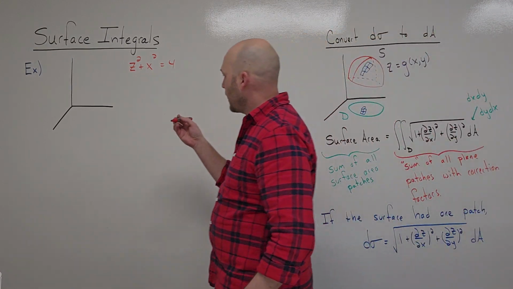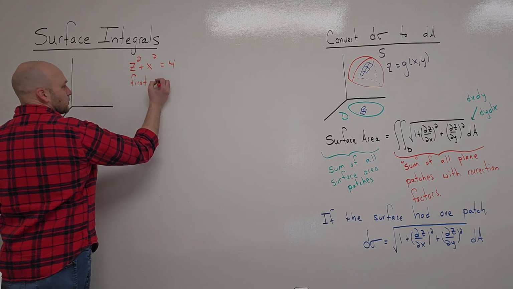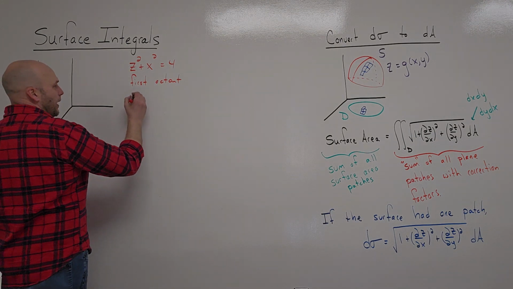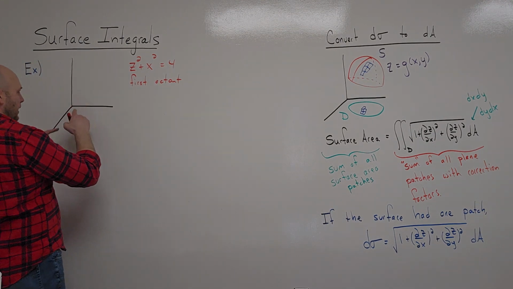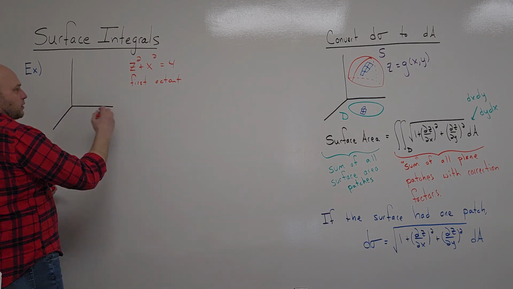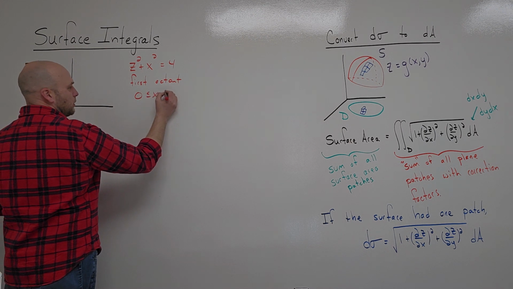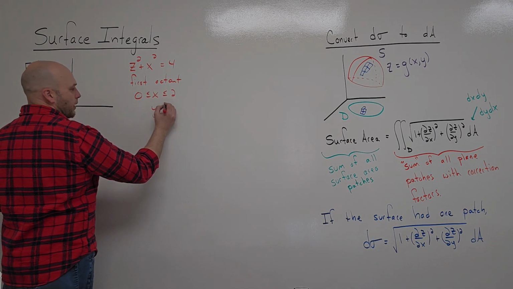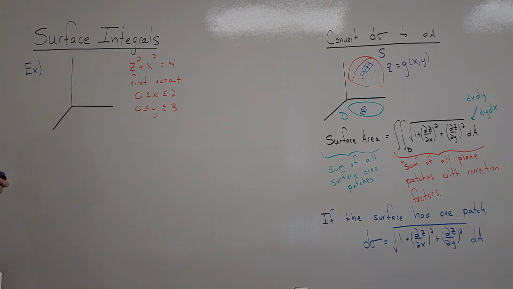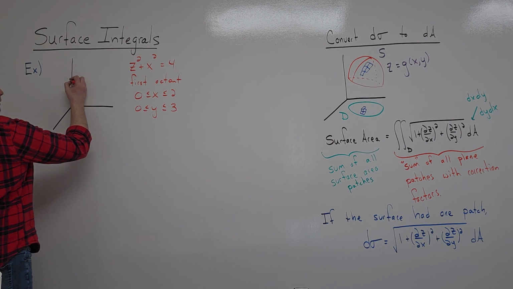I'm going to take the portion of that in the first octant, and it's going to be bounded by, well, of course, x is going to go from 0 to 2, so it's going to have that entire portion of the cylinder, and let's say y is going to go from 0 to 3. Okay, so the sketch of that region then would look like the following.